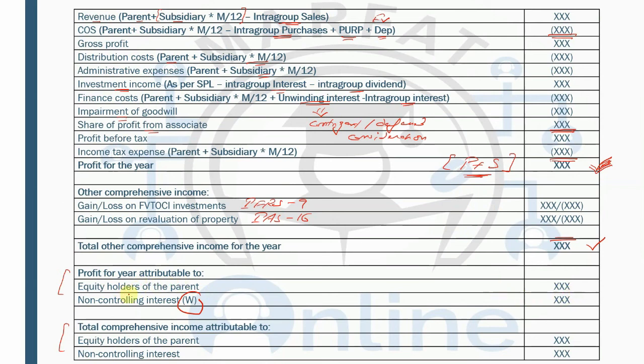Now how do you get the parent's figure? The parent figure will come as the balancing figure. Just compare profit for the year with the NCI figure, and the rest is the figure that will be distributed to the parent. Now I'm going to tell you again: don't take this figure for distribution, because this includes the profit of the parent as well, and you have to distribute the profit of the subsidiary only.